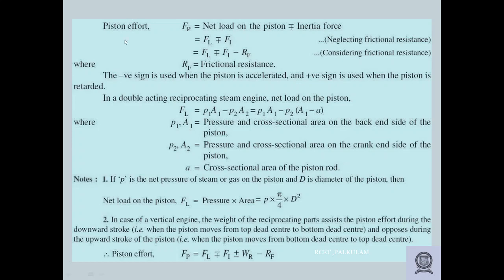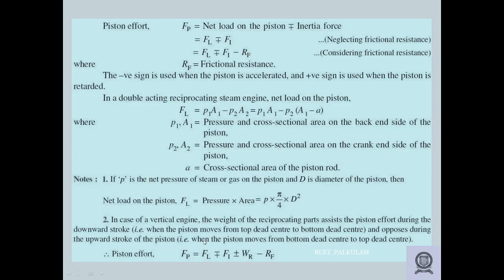Next, if p is the net pressure of the steam or gas and d is the diameter of the piston, the net load on the piston, Fl, becomes p into A, that is pressure into area, equal to p into pi by 4 d square.